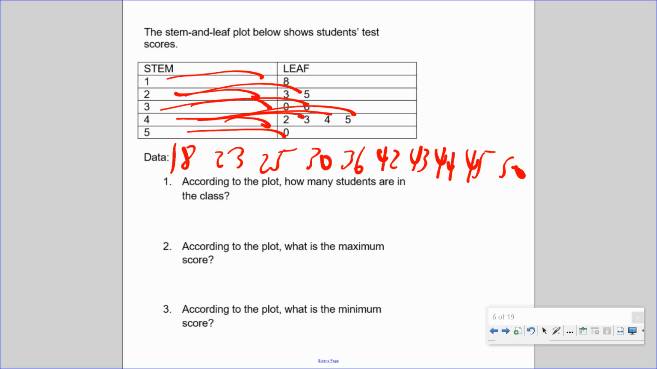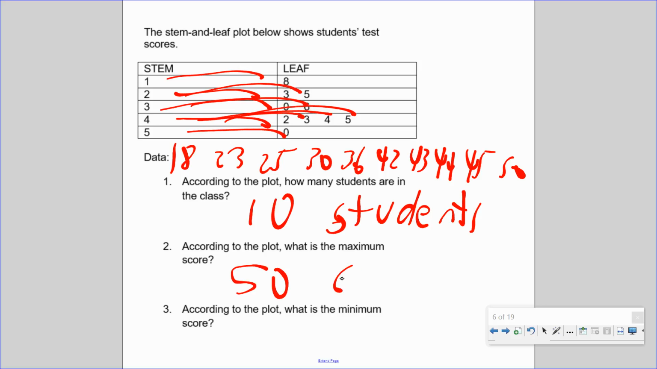According to the plot, how many students are in the class? 1, 2, 3, 4, 5, 6, 7, 8, 9. There are 10 students. According to the plot, what is the maximum score? 50 is the maximum score. According to the plot, what is the minimum score? 18 is the minimum.